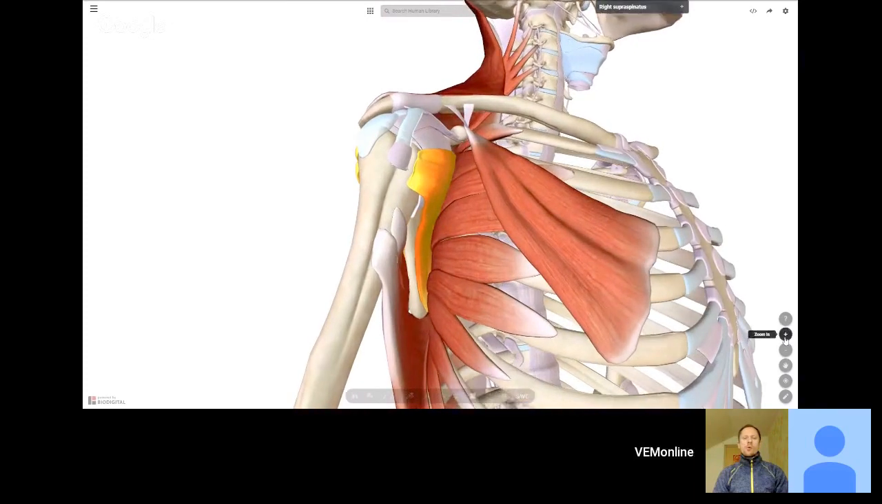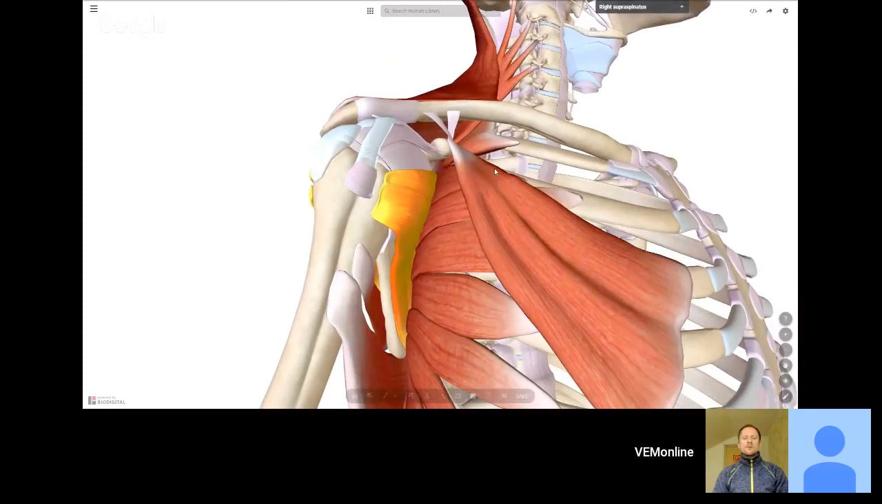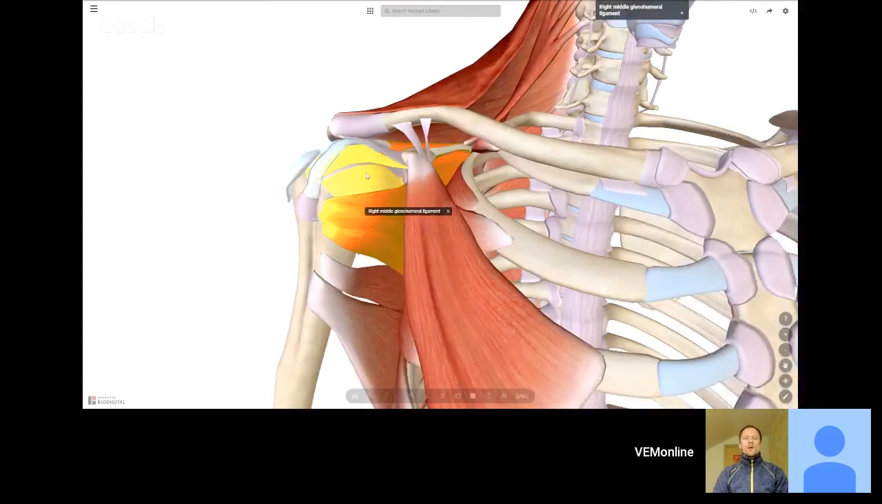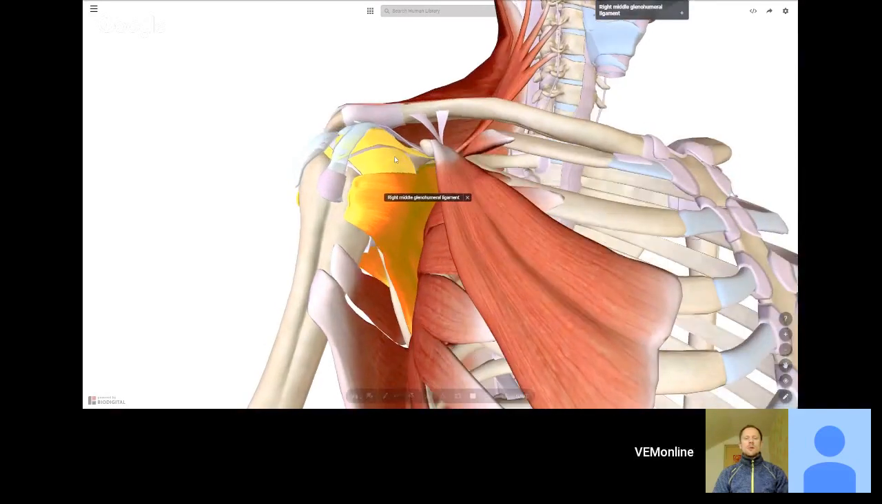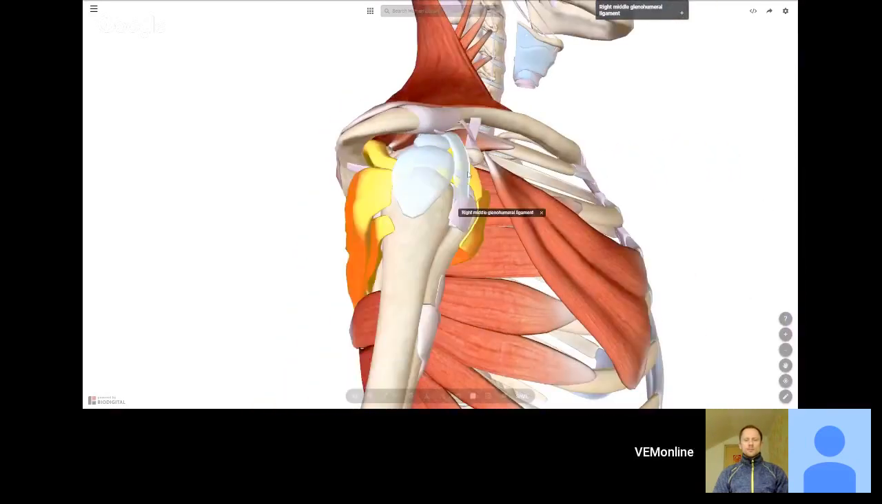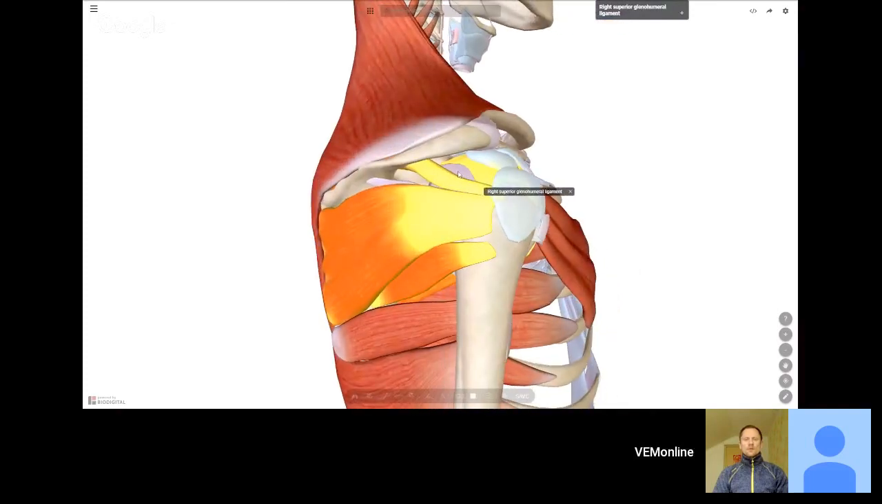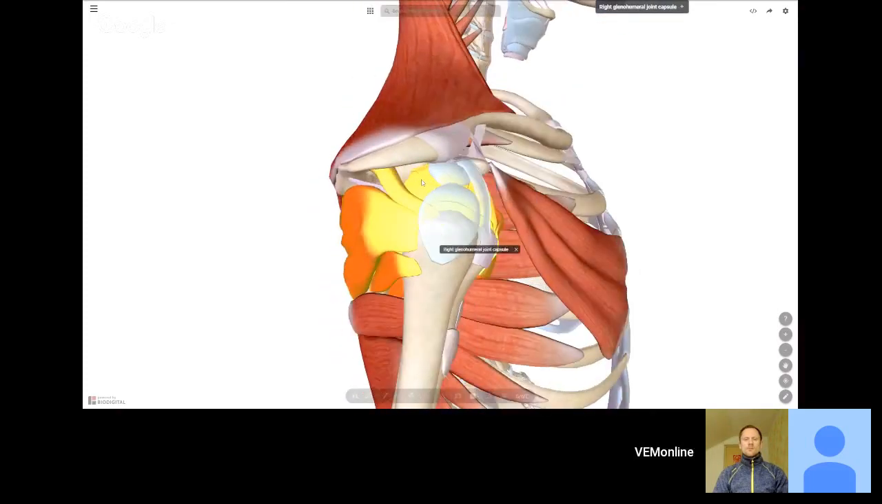We can see the joint capsule right there. I think we talked about that as well. These are so-called ligaments, right? So coracohumeral ligament, glenohumeral ligament, but really they are sort of thickened areas of the capsule. All these ligaments are basically just thickenings of the capsule.